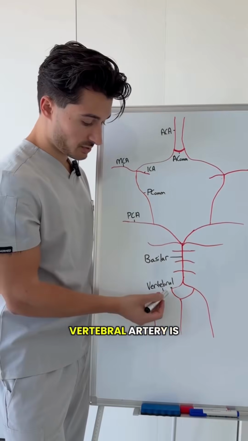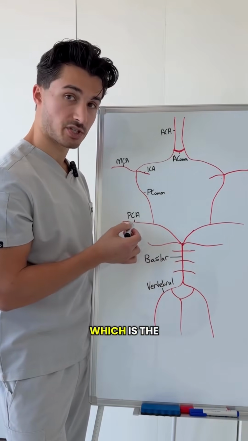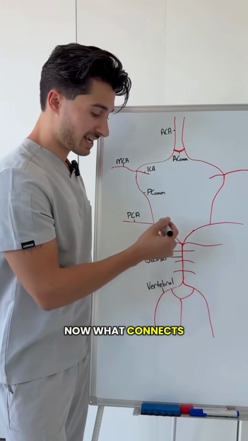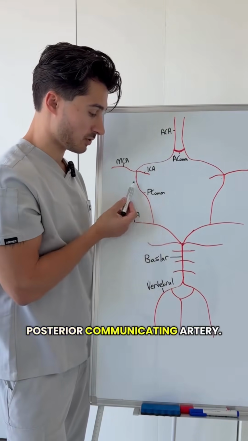Now posteriorly, the vertebral arteries join to form the basilar artery, and then this divides into the PCA, the posterior cerebral artery. Now what connects the posterior circulation and the anterior circulation is this posterior communicating artery.